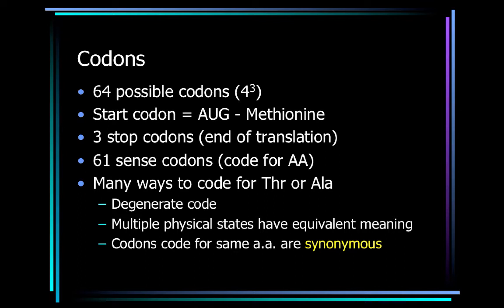So this really leads to the concept of a genetic or a degenerate code, and that's a term that was actually borrowed from the physics discipline. And what it means is that there are multiple physical states that can have an equivalent meaning. So that's why we see codons that are going to code for the same amino acid, or synonymous codons.